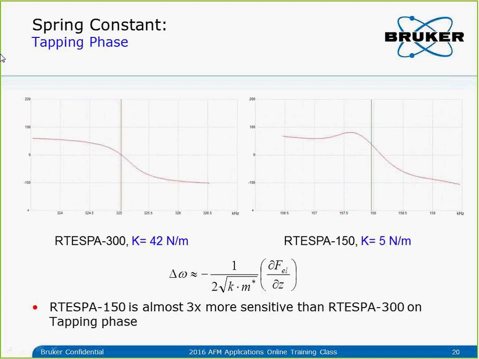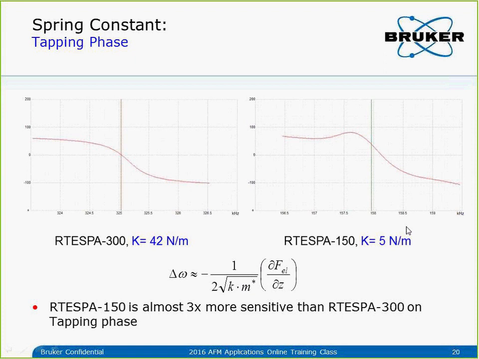Then we can take a look at these two cantilevers. I use these two cantilevers as examples. If I want to get good phase contrast on some sample, I have two cantilevers to choose from. For example, I have the RTESPA-300, where the spring constant is typically around 42 Newton per meter. That's nominal. I have another choice, let's say the RTESPA-150. So the resonance frequency is about 150, while for the 300 the resonance frequency is about 300. The RTESPA-150 has a spring constant of about 5 Newton per meter.